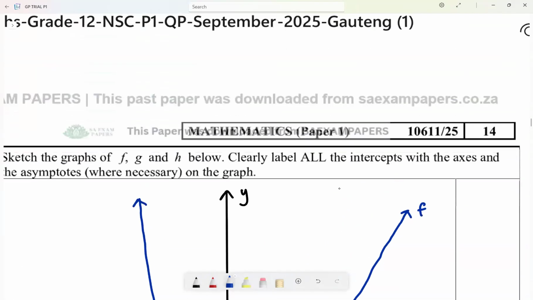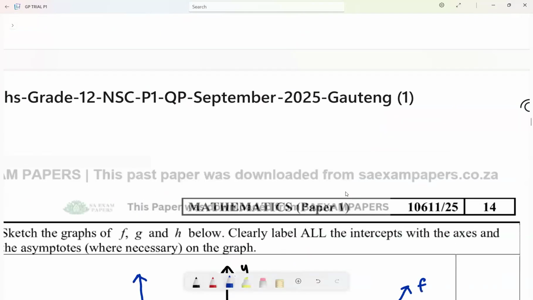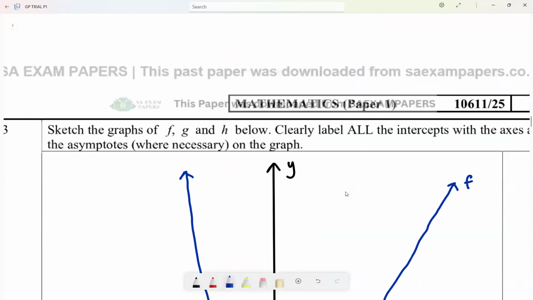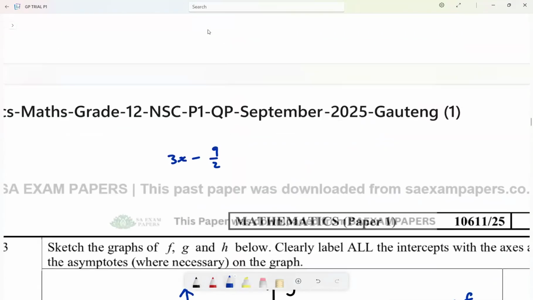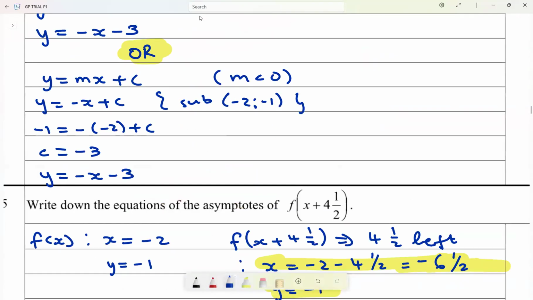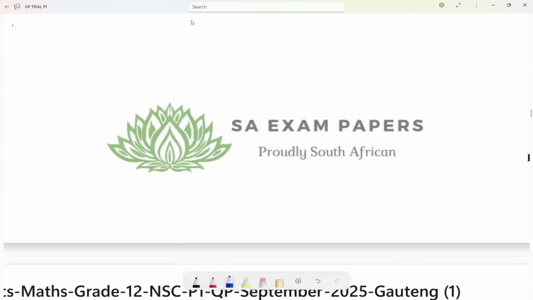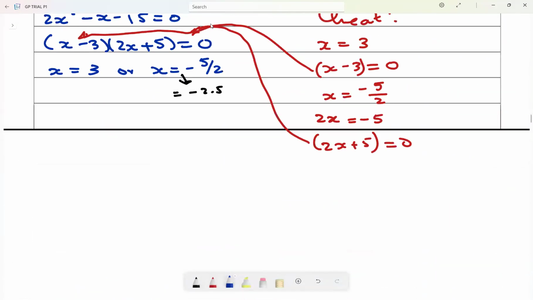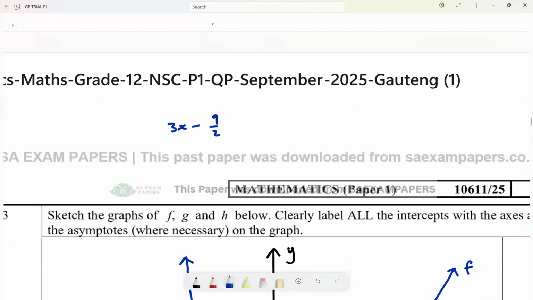Let's go to the graph of the linear function. The linear function has an equation of 3x minus 9 divided by 2. Let me just confirm. 3x minus 9 divided by 2. Yes.